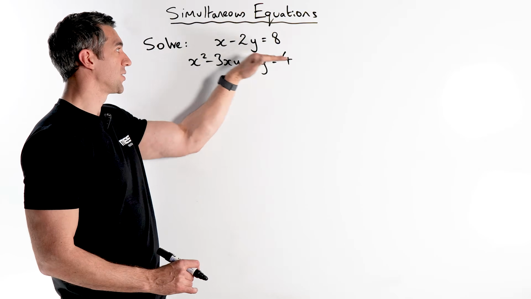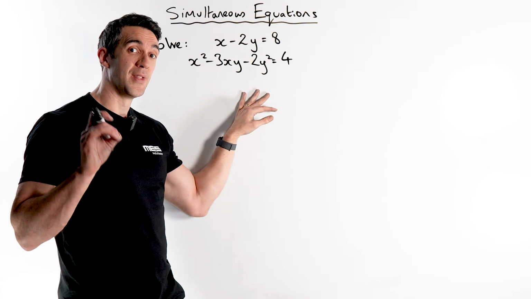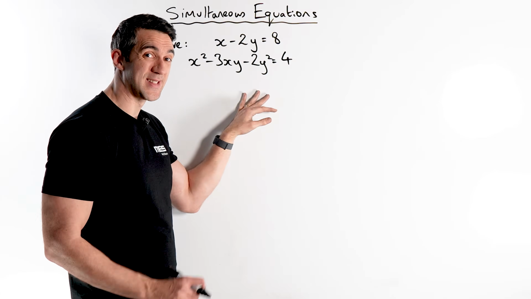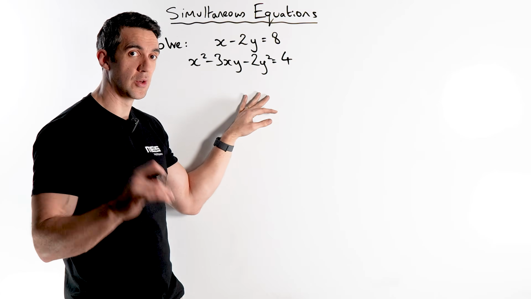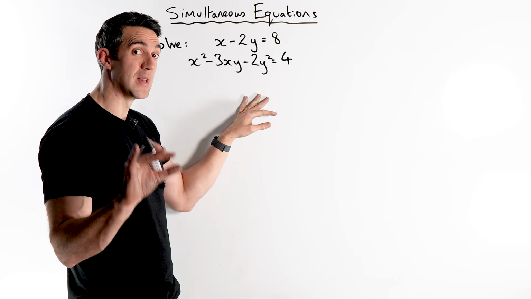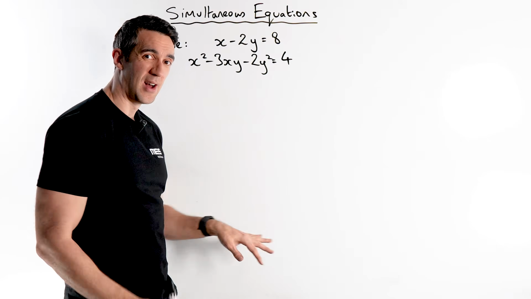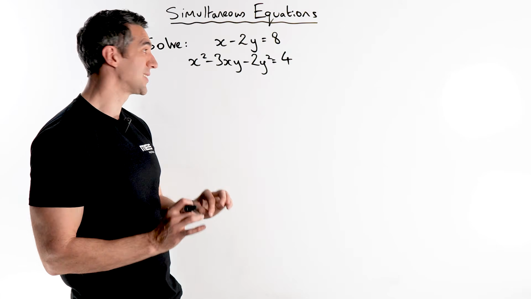So x minus 2y equals 8, x squared minus 3xy minus 2y squared equals 4. The only option we have for an equation like this is to use substitution. We cannot use the elimination method like we do when we have two linear simultaneous equations. So I'm going to rearrange my top equation here. I'm always looking for the easiest option.